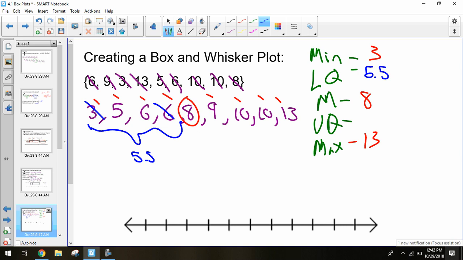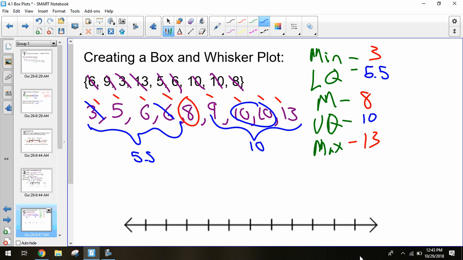Same thing for your upper quartile. We need to figure out what's in the middle. And so we have 10 and 10, so our middle number is just 10. Once again, if you have trouble figuring out that middle number, add the 2 together, divide by 2, and that will give you that value. So if you got 5 and 6, add it together, you get 11, divided by 2 is 5.5. So we have all 5 pieces of data.